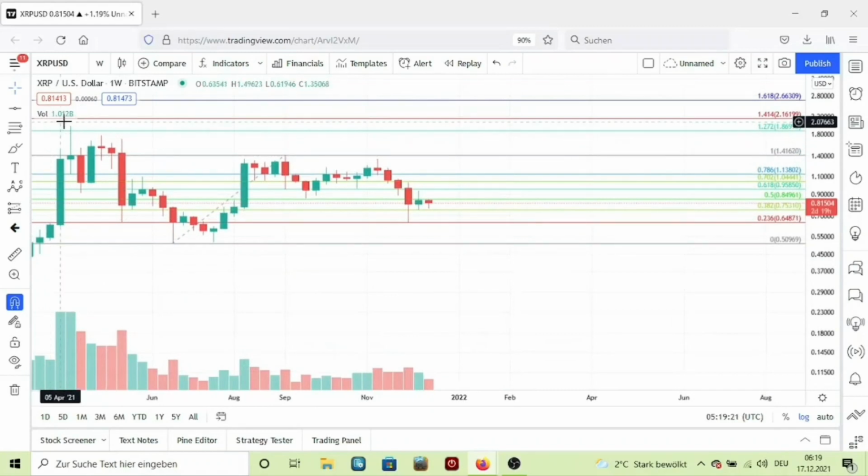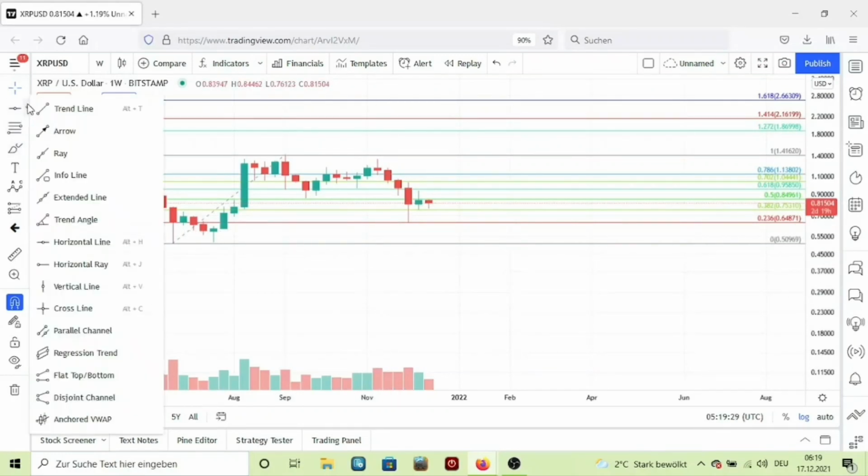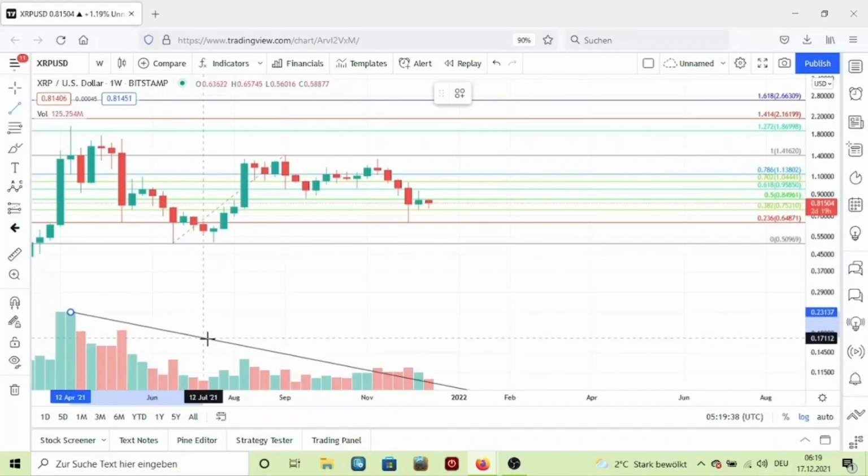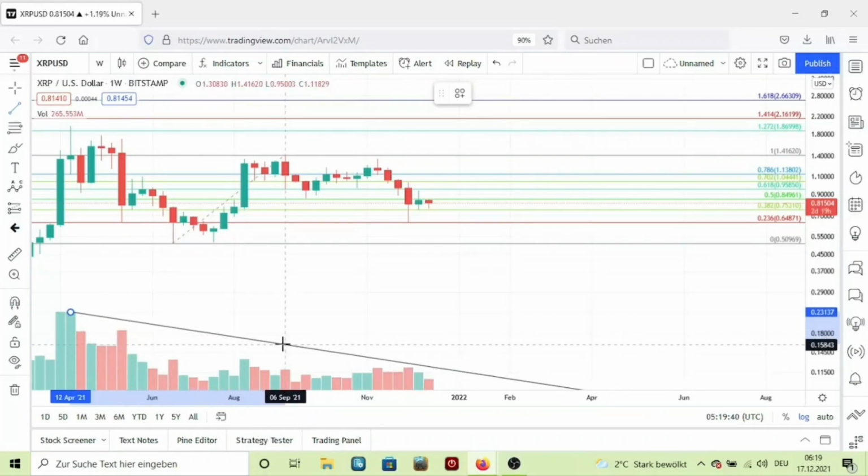So from here we see that it dropped quite significantly, and that the volume, so from here, we can see that the volume is dropping too.